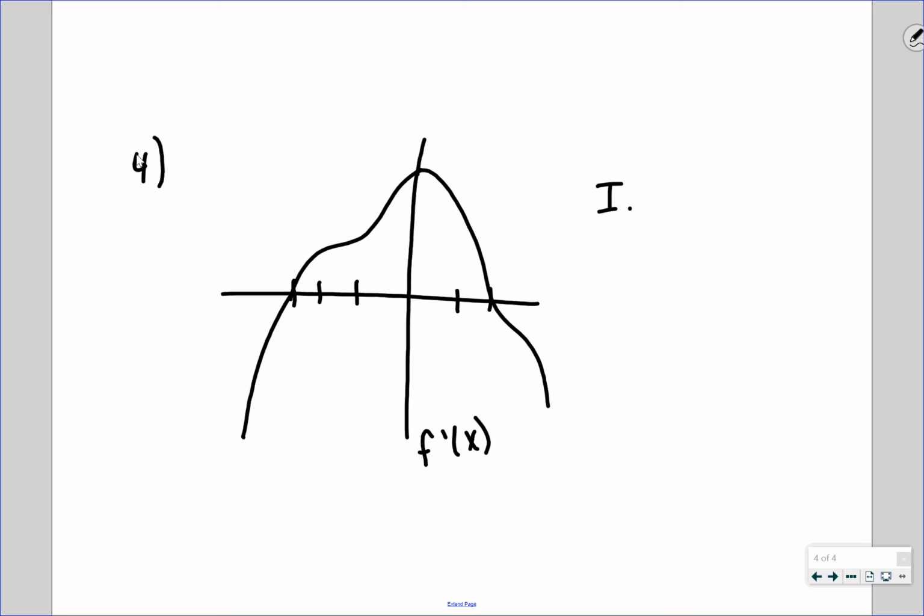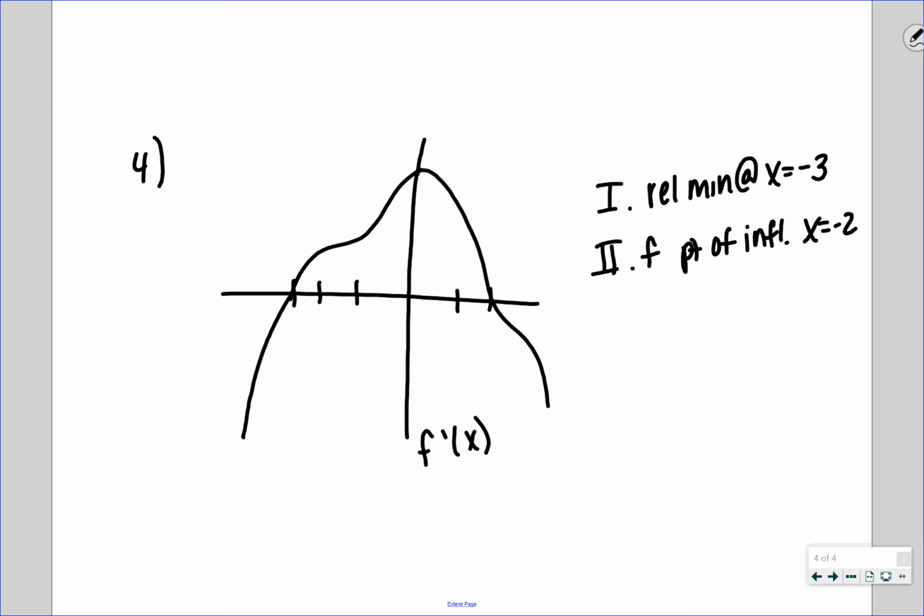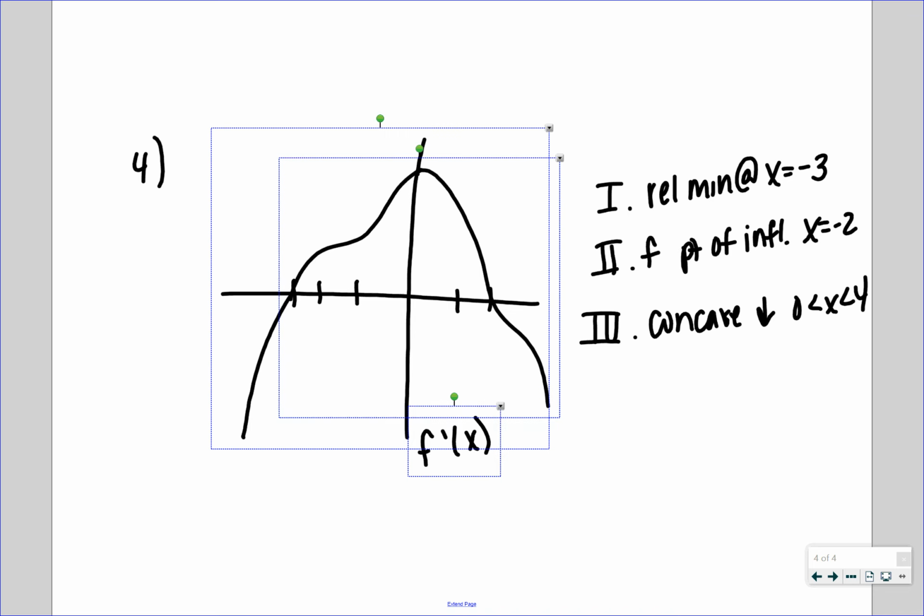Statement 1: relative minimum at x equals negative 3. Statement 2: f has a point of inflection at x equals negative 2. And statement 3: concave down for 0 to 4. So, relating our first derivative to these things.